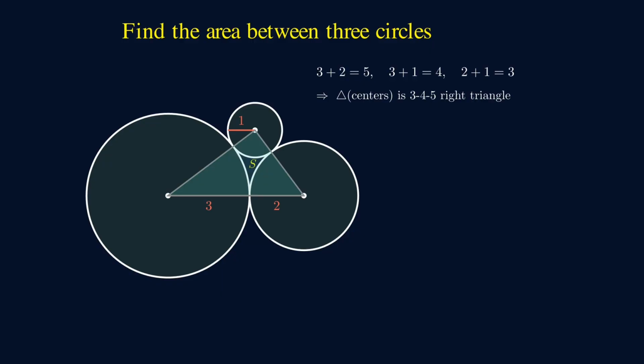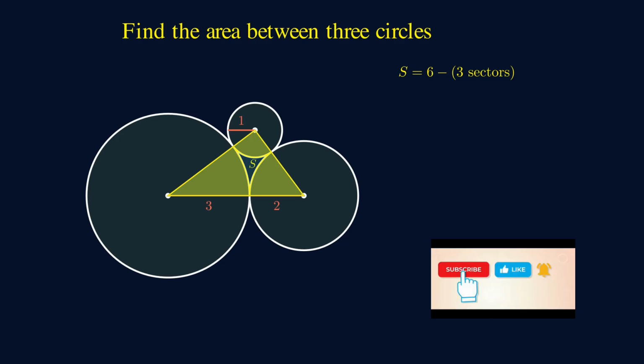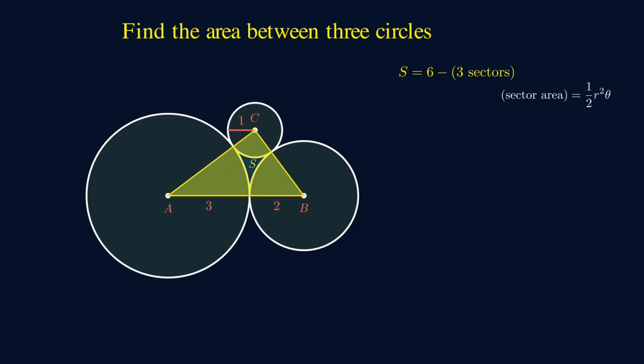Since it's a right triangle, we can immediately find its area. Half times base times height, half times 3 times 4, which gives us an area of 6. Now here's the key idea. That region is what's left after we remove 3 circular sectors from this triangle. So we're going to take the area of the triangle and subtract the areas of the 3 sectors. Quick reminder, and this is important, the area of a sector of a circle is 1/2 times the radius squared times the angle, measured in radians.